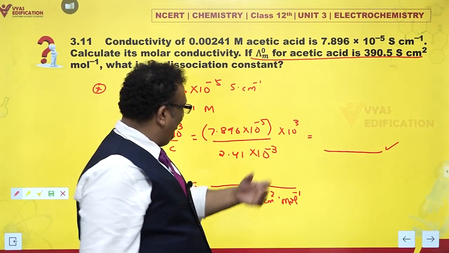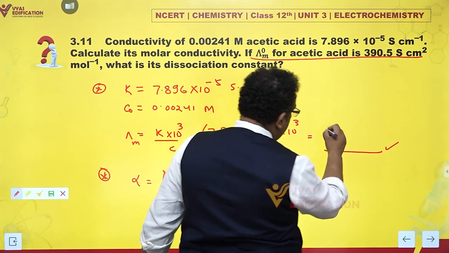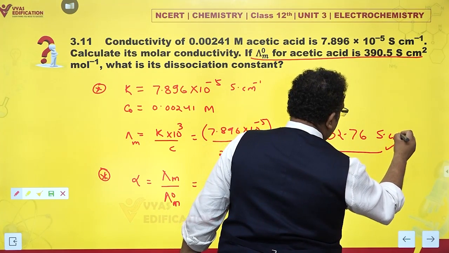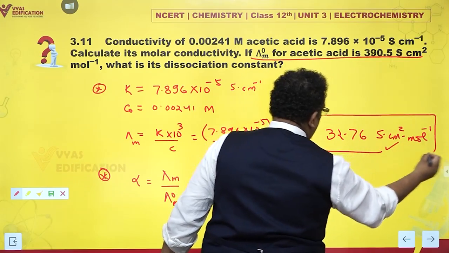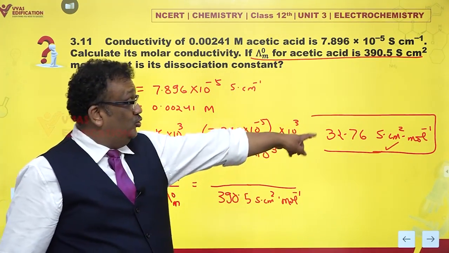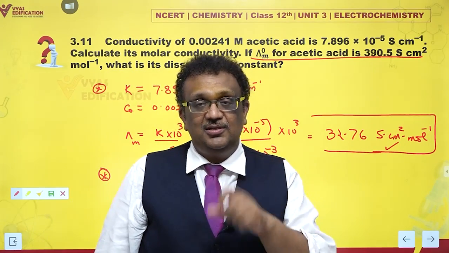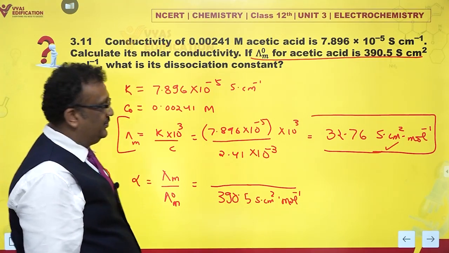Let's take a look. On calculation, lambda m comes out to be 32.76 Siemens centimeter square per mole. Please don't you ever forget the units. You must mention the answer with units, otherwise your marks will be deducted. Your answer would be invalid actually. This is lambda m, right?